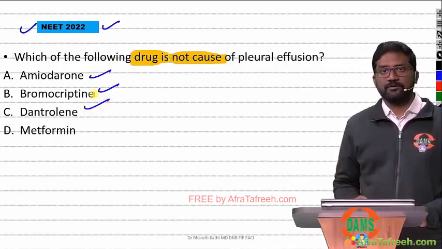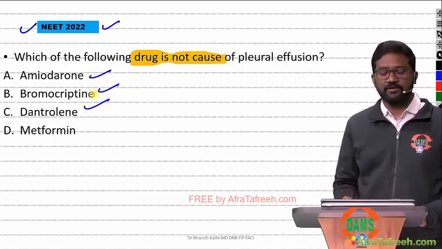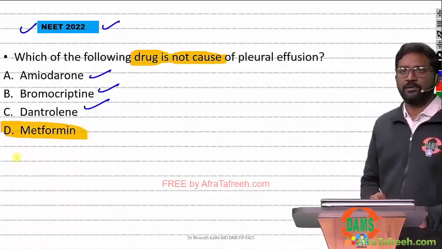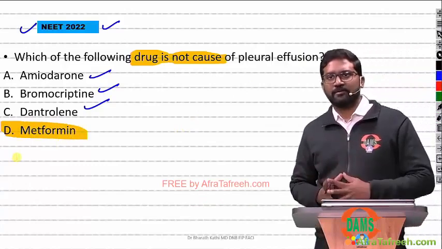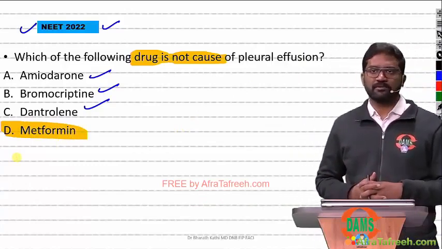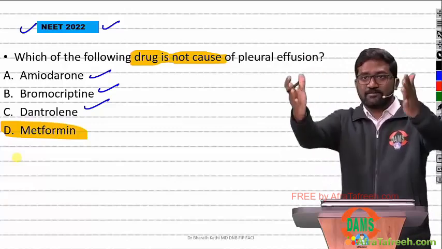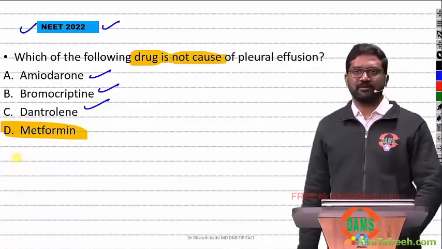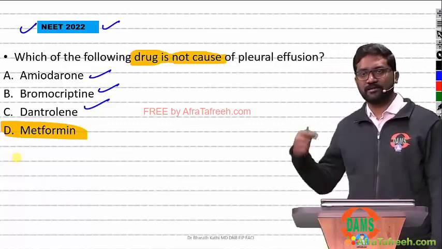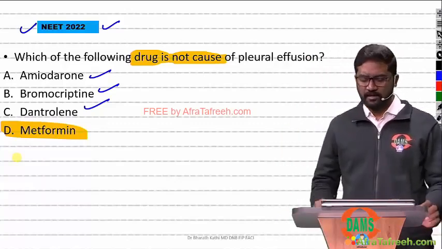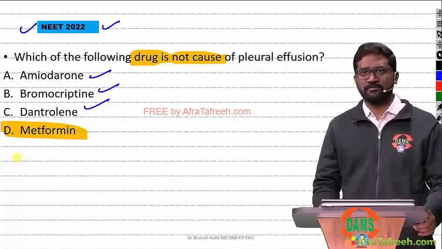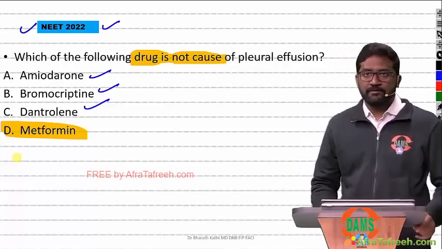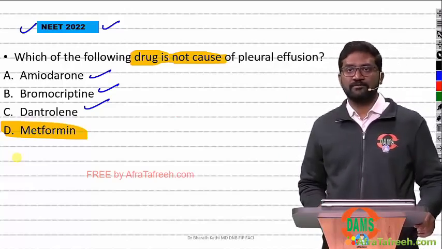Even if you don't know that these three drugs cause pleural effusion, this is a very common drug, metformin. If really metformin was causing pleural effusions, by now that information must have been in your WhatsApp. So this is a very common drug and we are not seeing any pleural effusions. Actually methotrexate causes pleural effusion, not metformin, students. So sometimes in exam, questions will not only be based on memory but also based on common sense.